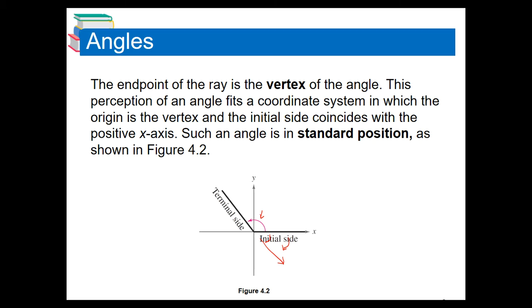As you can read through here, the endpoint of the ray is the vertex of the angle. This perception of an angle fits a coordinate system in which the origin is the vertex and the initial side coincides with the positive x-axis. Such an angle is in standard position as shown in figure 4.2. So this is what we consider standard position of an angle.